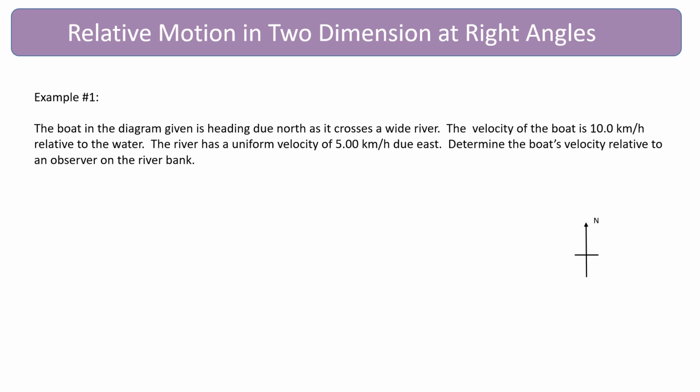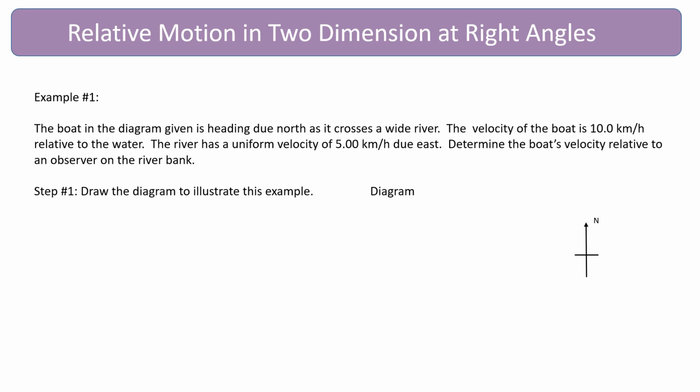The boat on the diagram given is heading due north as it crosses a wide river. The velocity of the boat is 10 kilometers an hour relative to the water. The river has a uniform velocity of 5 kilometers per hour due west due to current. Determine the boat's velocity relative to an observer on the riverbank.